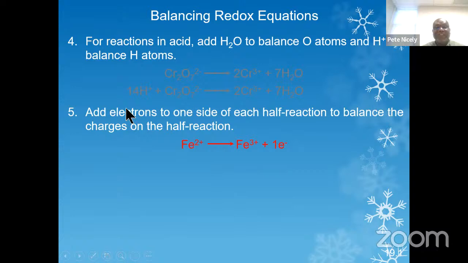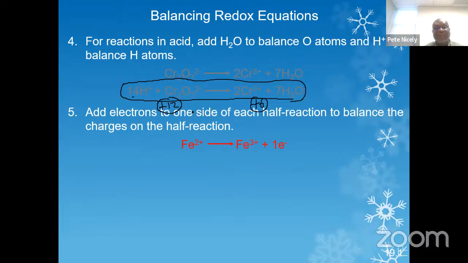Now for the second half equation, which is this equation right here, right? You'll notice that the total charge on the left side here is 2 times +3, which is +6. And the total charge on the right side would be 14 plus charges minus 2, so that would be +12. So we have +6 on the left side and a total of +12 on the right side. So the question now becomes, to which side would you add electrons and how many electrons would you add?